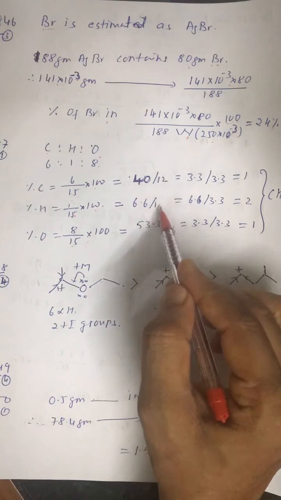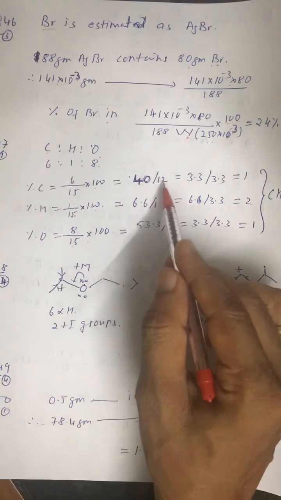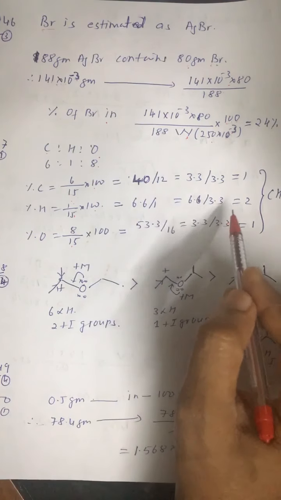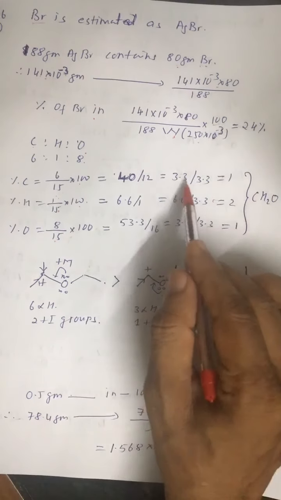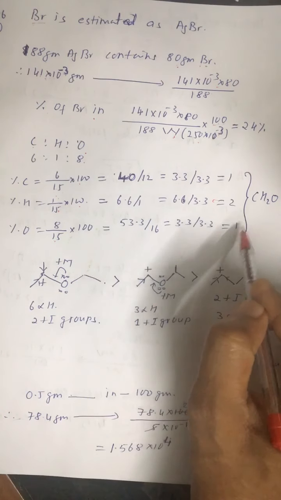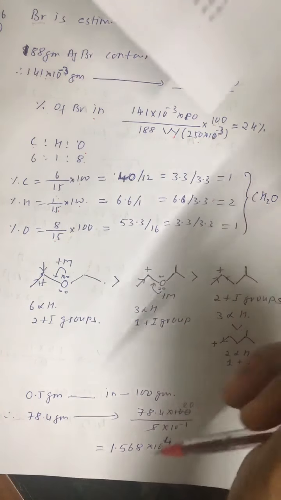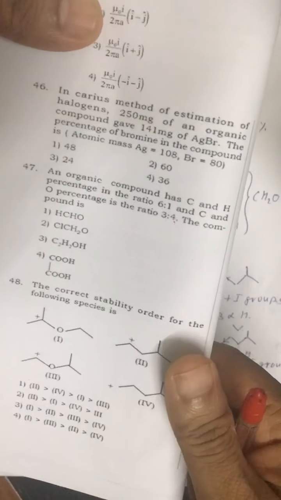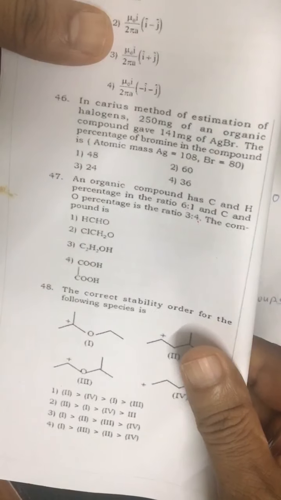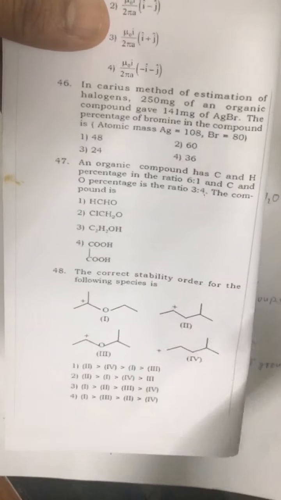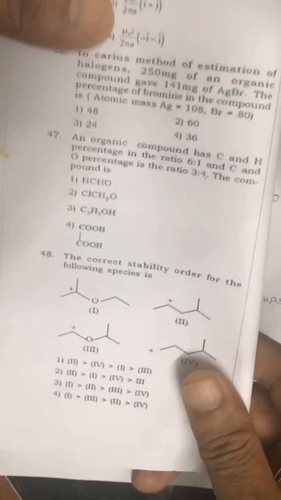Then the next step is to divide these values by their atomic masses. So we are getting these values. The next step is to divide these values by the lowest value, that is 3.3. So 1:2:1. CH2O is the empirical formula. So question number 47 is the first option, HCHO or CH2O.